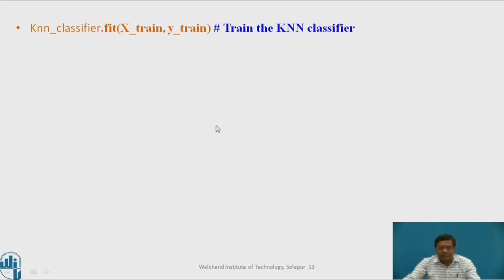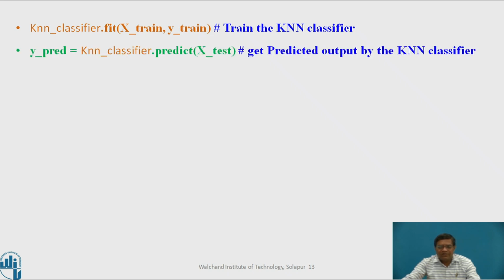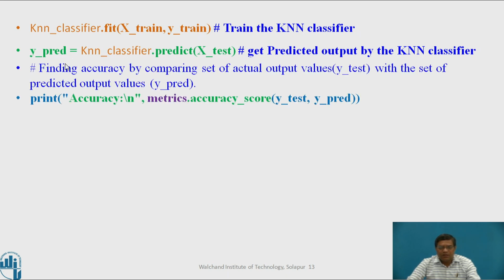Now we can train this classifier with the help of the fit function on the training dataset x_train and y_train. The KNN classifier will get trained. It will learn the input output mapping between x_train and y_train, and after that we can allow the model to give the prediction for the input dataset x_test, and the predicted output will be stored in the y_pred variable. And then we can check the accuracy of this model by using the accuracy_score metric by passing it two values, that is the actual output y_test and the predicted output y_pred.